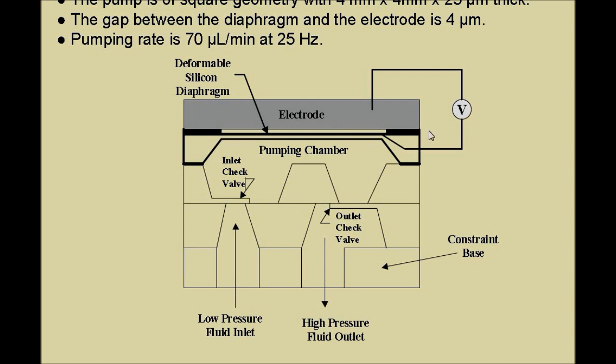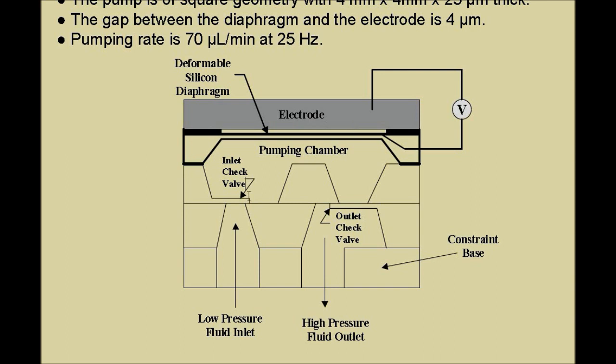Now suddenly, if you cut off the applied voltage to the electrodes, this will make the diaphragm return to its initial position. So it goes up and then comes back to the initial position. This causes a reduction of the volume.